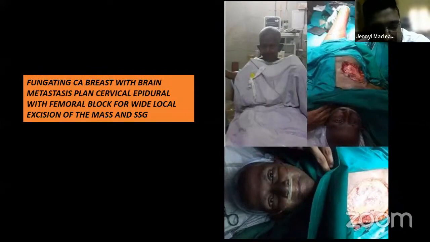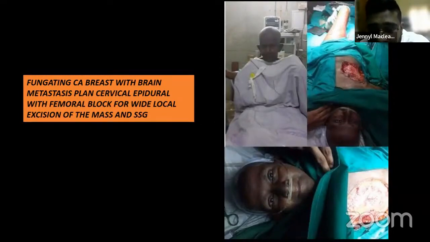I would like to share a few cases where I had to expose the patient's face also. This is a fungating mass, carcinoma breast with brain metastasis, planned for cervical epidural and femoral block for wide excision. It's a cervical epidural, the catheter is threaded downwards, and you give around 10 ml of whatever local anesthetic is desired. Either you mix lignocaine with adrenaline and 0.5% bupivacaine, which is what I do.